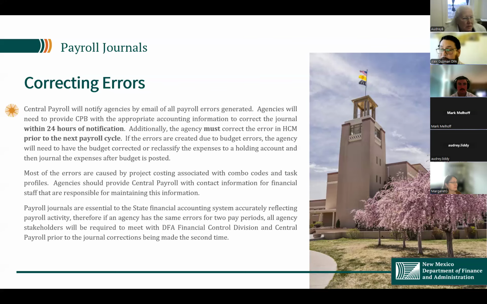Most of the errors are caused by project costing associated with combo codes and task profiles. Agencies should provide Central Payroll with contact information for financial staff that are responsible for maintaining this information. Payroll journals are essential to the state financial accounting system, accurately reflecting payroll activity. Therefore, if an agency has the same errors for 2 pay periods, all agency stakeholders will be required to meet with DFA Financial Control Division and Central Payroll prior to the journal corrections being made the second time.